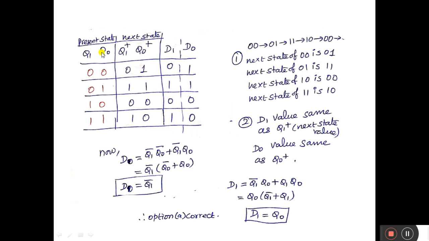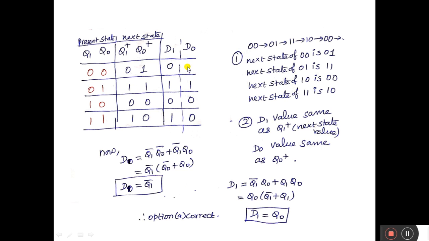So in general, you can take the present state 0 0, 0 1, 1 0, 1 1. The next state is based on the sequence given. Next state of 0 0 is 0 1, as given in the sequence of the question. So you can write 0 1. Next state for 0 1 is 1 1. The next state for 1 0 is 0 0. And next state for 1 1 is 1 0.